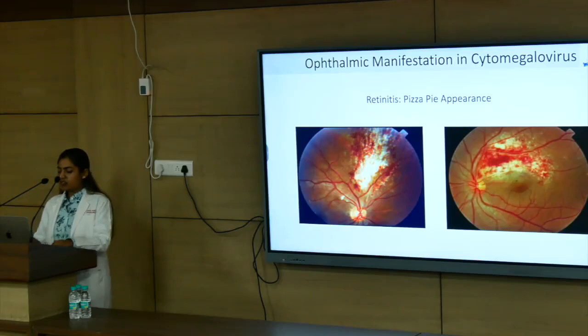Ophthalmic manifestations of cytomegalovirus. A classic fundoscopic finding includes confluent areas of retinal whitening with hemorrhages. This is known as pizza pie retinopathy. Cytomegalovirus is the most common opportunistic ocular pathogen in advanced HIV disease, typically occurring when the CD4 plus T cell count falls below 50 cells per microliter.